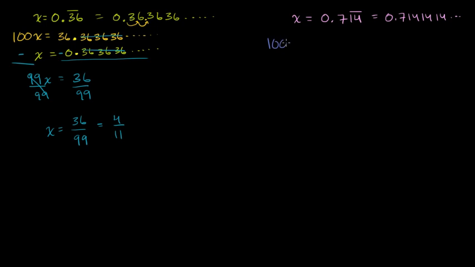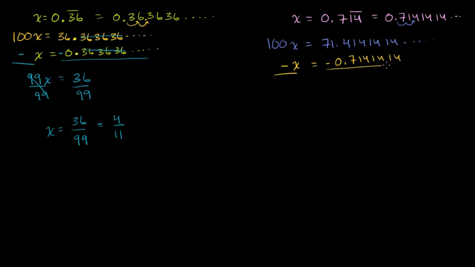So you get 100x is equal to, moving the decimal 2 to the right, 1, 2, 71.4141, on and on and on. And then let me rewrite x right below this. We have x is equal to 0.7141414. And notice, now the 14s are lined up right below each other, so it's going to work out when we subtract.